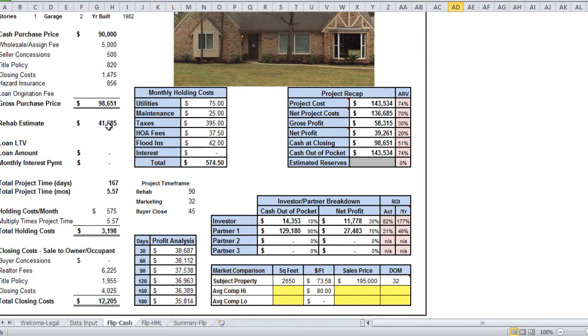We now have our rehab estimate, which we got from our prior budget. Note there's no loan to value information, loan amount, or monthly interest payment because this is a cash-only transaction. Next, we have our total project time in days, which back from our data input sheet, we have that it was going to take us 90 days to rehab the project. Our days on market or marketing time is going to be 32 days. It'll take 45 days after that for our buyer to close the deal.